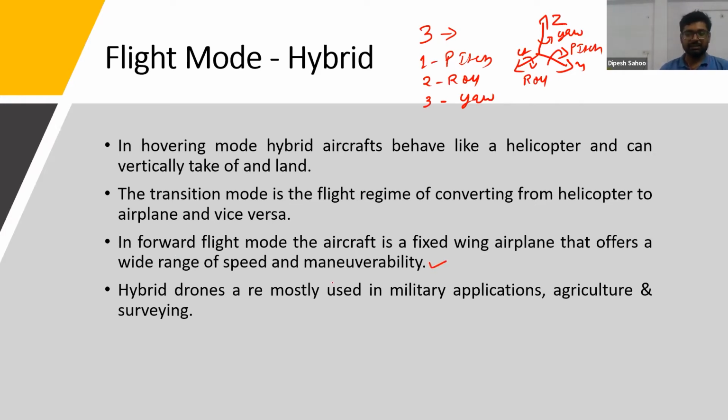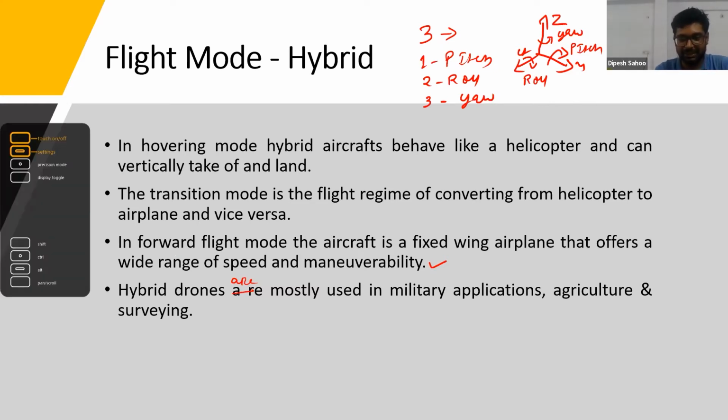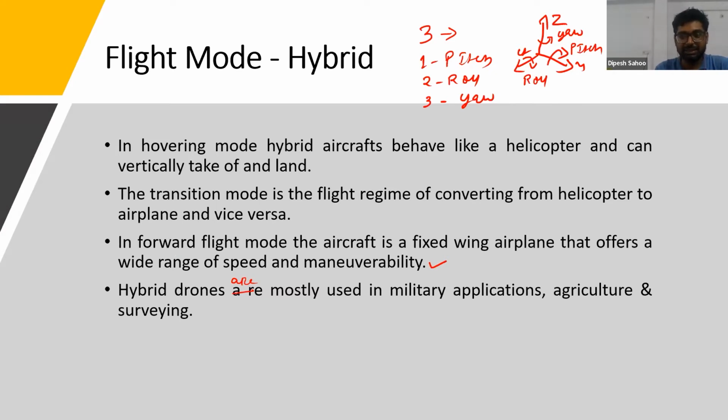Hybrid drones are mostly used in military application, agriculture, and survey. In agriculture, you have to carry a lot of payload, and spilling can also be there. If your drone is rotating a lot, or changing its orientation about its axis to perform any kind of maneuver, then spilling can occur.